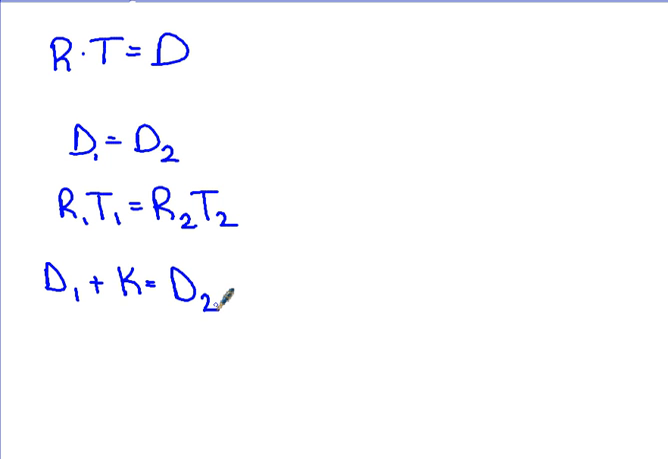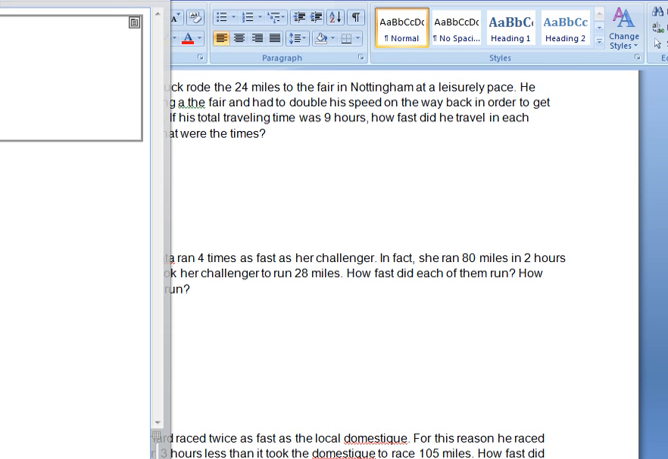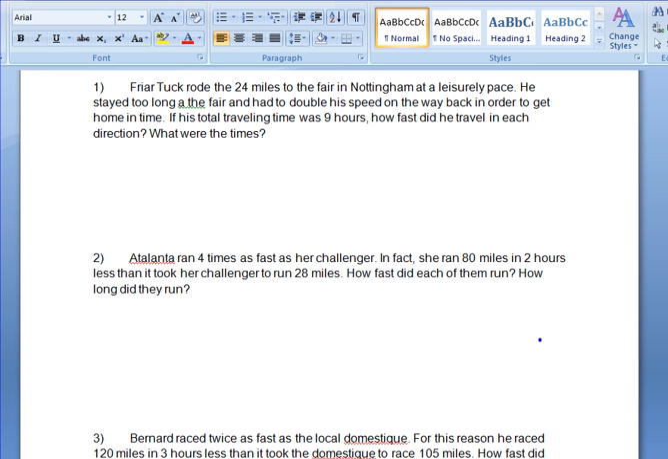So go ahead and get out your example sheet. Let's take a look at some examples on here. If we take a look at this first example, it says, Friar Tuck rode the 24 miles to the fair in Nottingham at a leisurely pace. He stayed too long at the fair and had to double his speed on the way back in order to get home on time. If his total travel time was 9 hours, how fast did he travel in each direction, and what were the times?